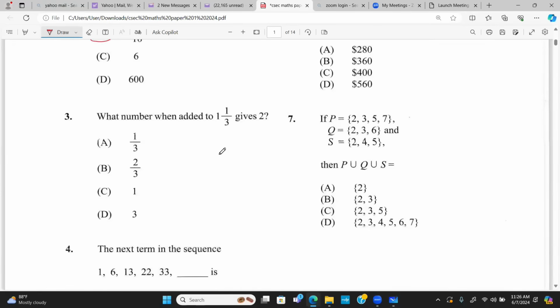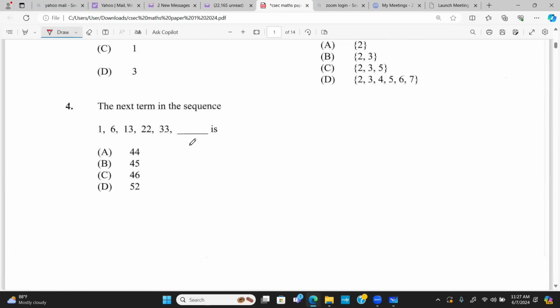The next one: what number when added to 1 1/3 gives 2? You could think about it a number of ways. You could say 2 minus 1 1/3, and the answer would be 2/3. Or you could think mentally, what can I add to 1 1/3 to get 2? It's going to be 2/3, right? So the answer is B.